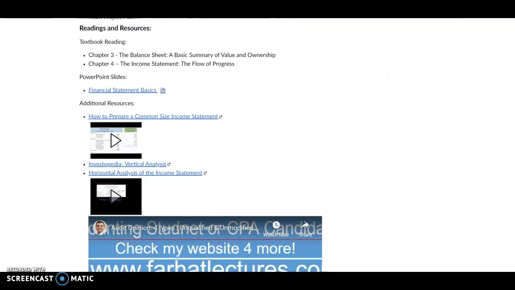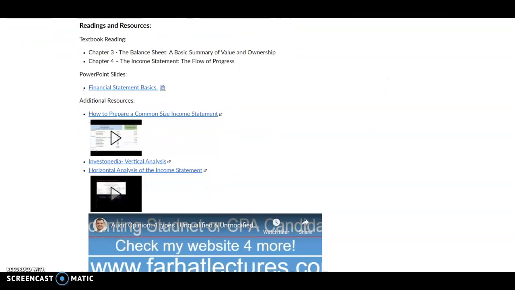The textbook reading for this week includes chapters 3 and 4. It is also very important to review this PowerPoint slide presentation titled Financial Statement Basics. The first video is also critical to complete this week's assignment. It is called How to Prepare a Common Size Income Statement and will walk you through an example of how to actually prepare one, which you will do in the Week 2 assignment.